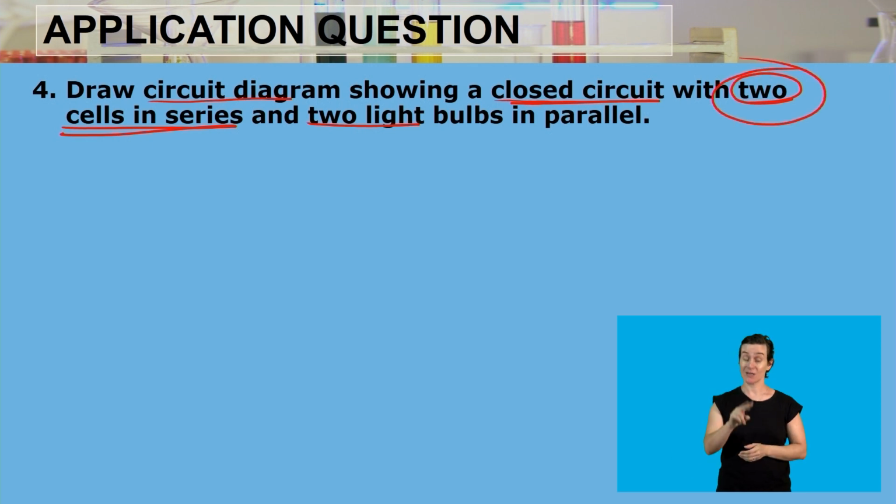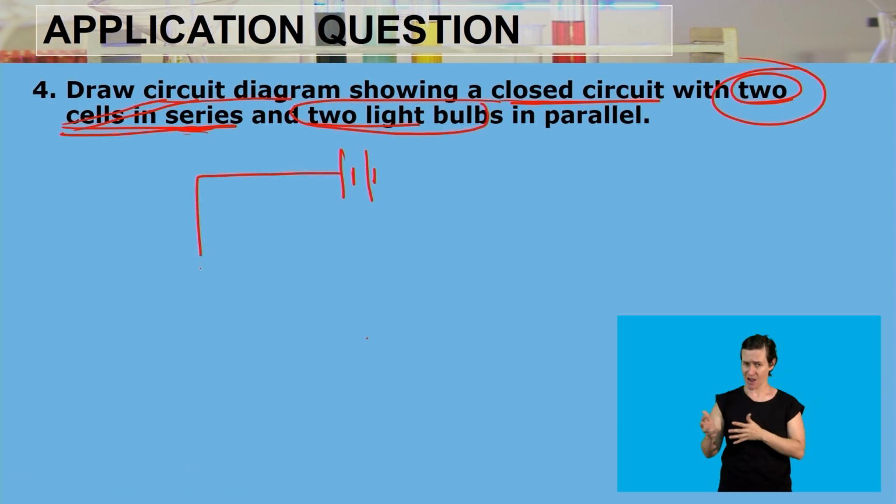So remember, two cells, a negative terminal, a positive terminal. This now gives us one cell. To have another one, we need to have another positive and another negative. Now, the cells are accounted for and they are in series because they are one after the other. What we need now are our two light bulbs that are connected in parallel. So, we are going to have our wires and a symbol for the light bulb.